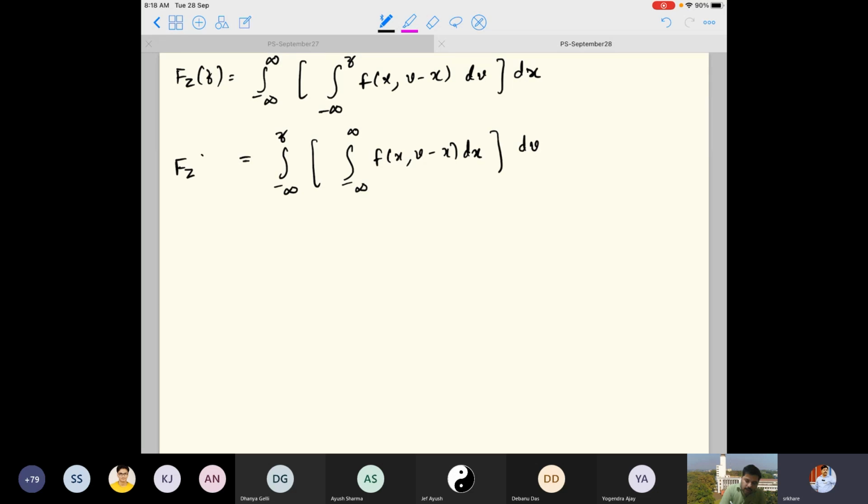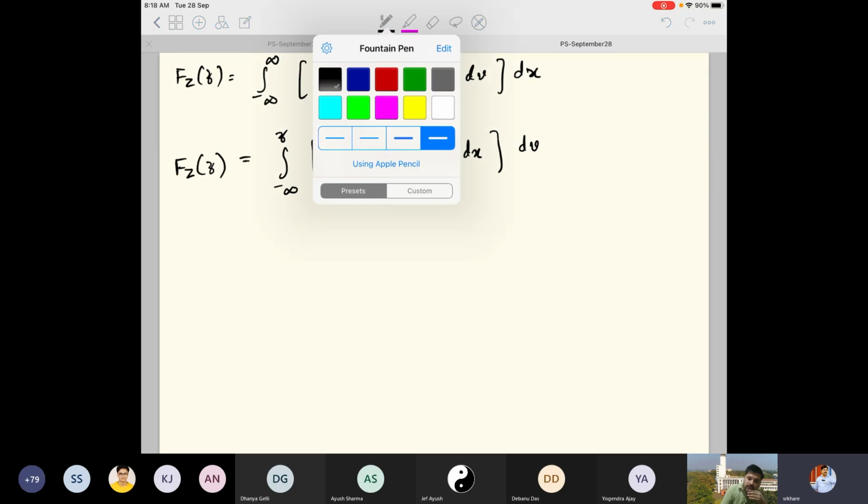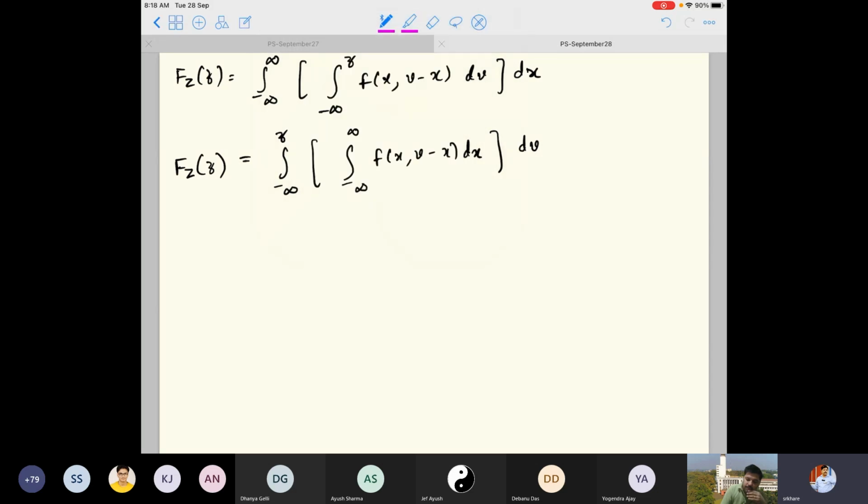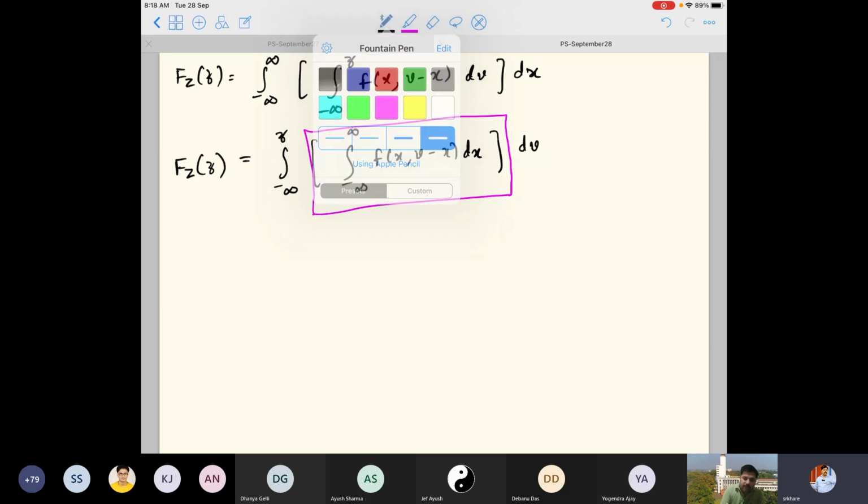And this is what I have as F_Z(z). The reason I have this as F_Z(z) is that you see this particular pink box I am highlighting. So this integral you can evaluate. And after evaluating this integral, this pink box, you then have minus infinity to z for f_Z, right?